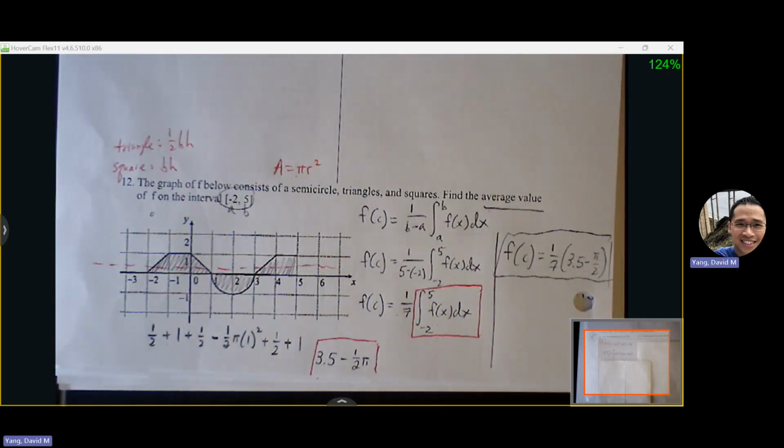So this first triangle here, 1/2 base times height, so that's 1/2. Square, base times height is 1. Triangle, 1/2 base times height is 1/2. My radius for the semicircle is 1, so 1/2 pi radius squared, 1 squared, plus 1/2 plus 1. 1/2 plus 1/2 is 1, 1 plus 1 is 2, 2 plus 1 is 3, 3.5, minus pi over 2. But that only represents my integral portion. Don't forget about that 1/7. It's area divided by the width that will give you the height. You can leave your answer unsimplified. As long as I see all the numbers there, that's what I'm looking for.